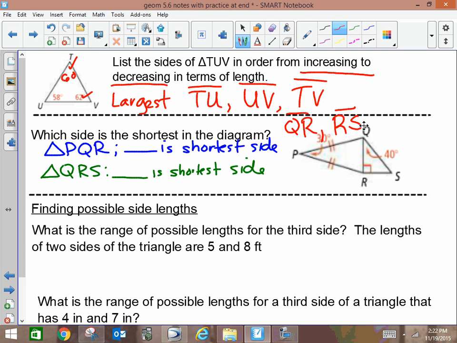Okay, so if one of those answers is right, we should be able to just look at QRS, right? And tell me which one of those is the right answer. Both of them can't be right, right? Because they're the same triangle. Which one is shorter, QR or RS? RS.